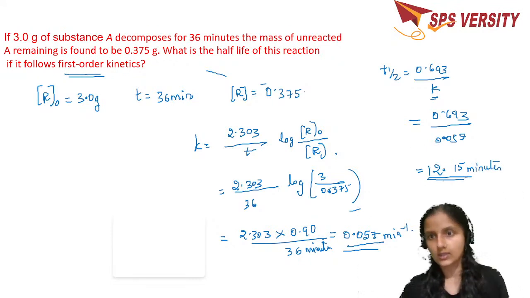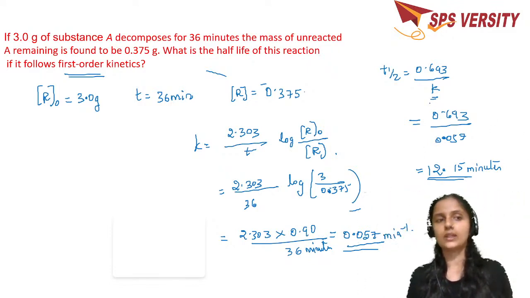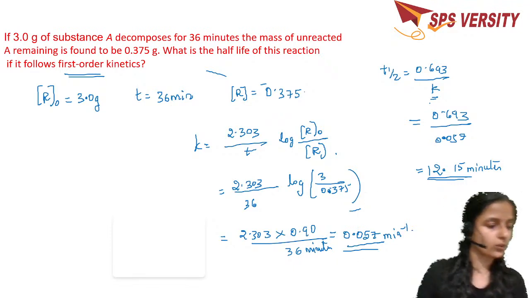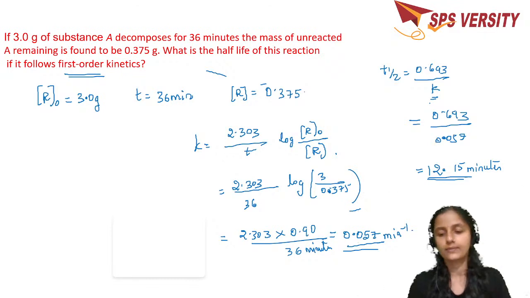Hope you get it. To calculate the t half, you need the k value. So you find out k first, then you substitute and get the value. In case of first order reaction, the rate constant k is going to have the unit as per second, or per minute, or per hour.